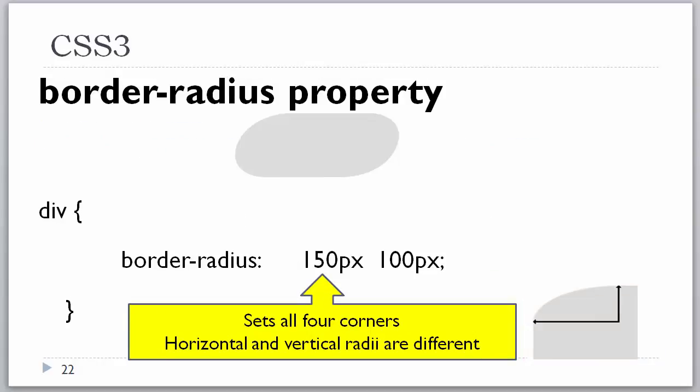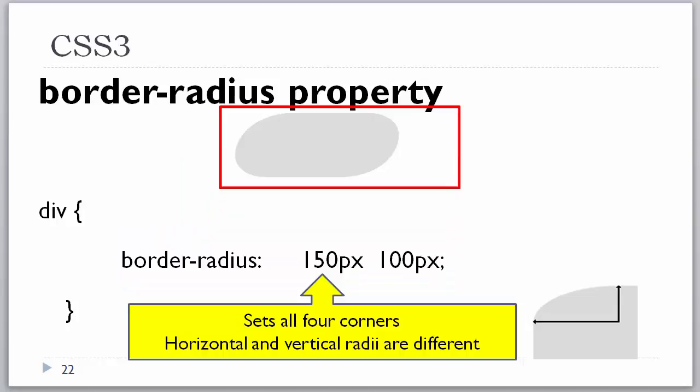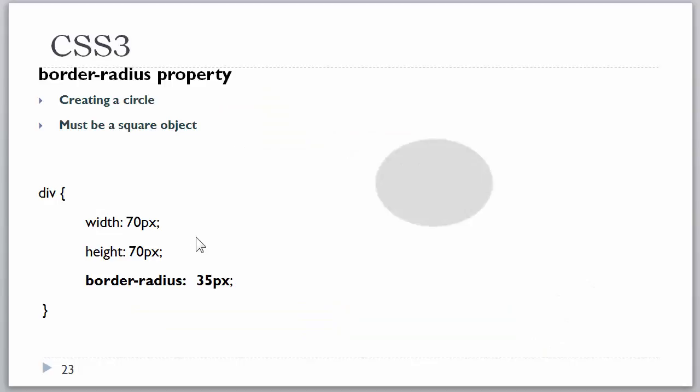However, should you wish to skew that angle, as we see here, you can set the vertical and horizontal radii differently, and you will get a skewed angle. Remember, it is applying to the 4 different corners, and they will be applied differently, and so therefore the effect will not be the same, although it will be symmetrical. You can create a circle using the border radius property. You would need to set the radius to 35 pixels, and you would need to use a square container. The width and the height would need to be the same.